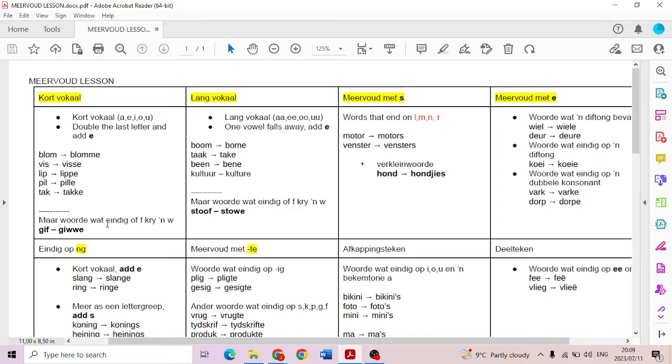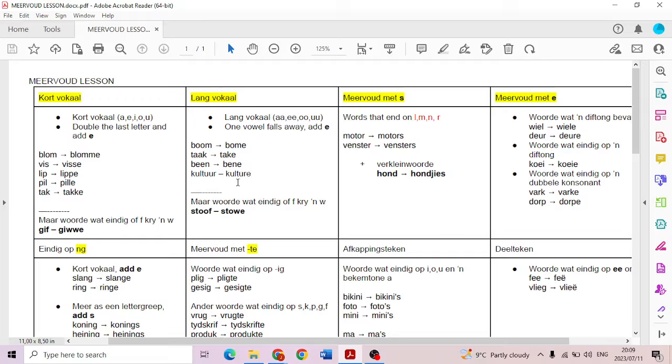Okay, let's move on to langvokaal. Langvokaal means these sounds in your words. So normally when you've come across words like these, the last vowel is going to fall away and you're going to add an E. So an example is boom. It has those 2 O's in there. So one of them falls away and then you're going to add E at the end. Same with all these other words.